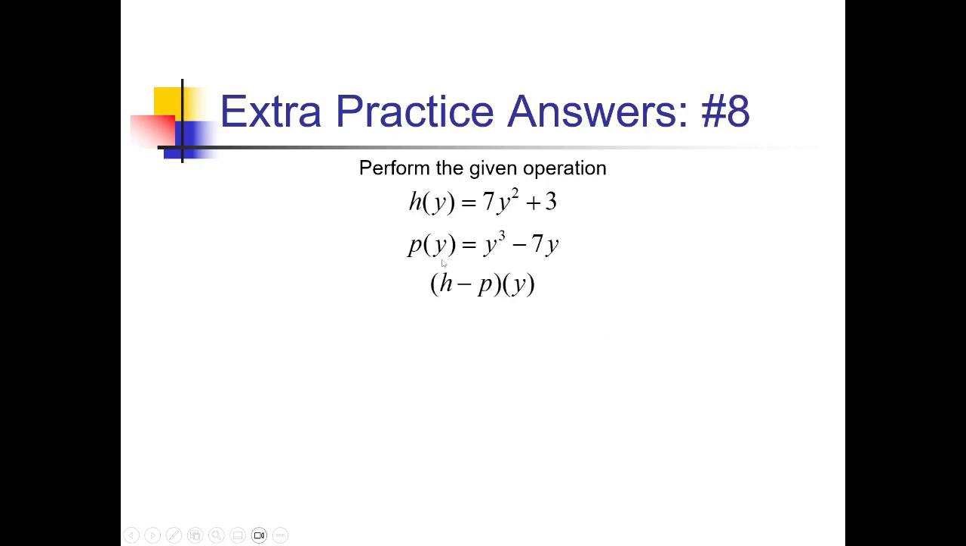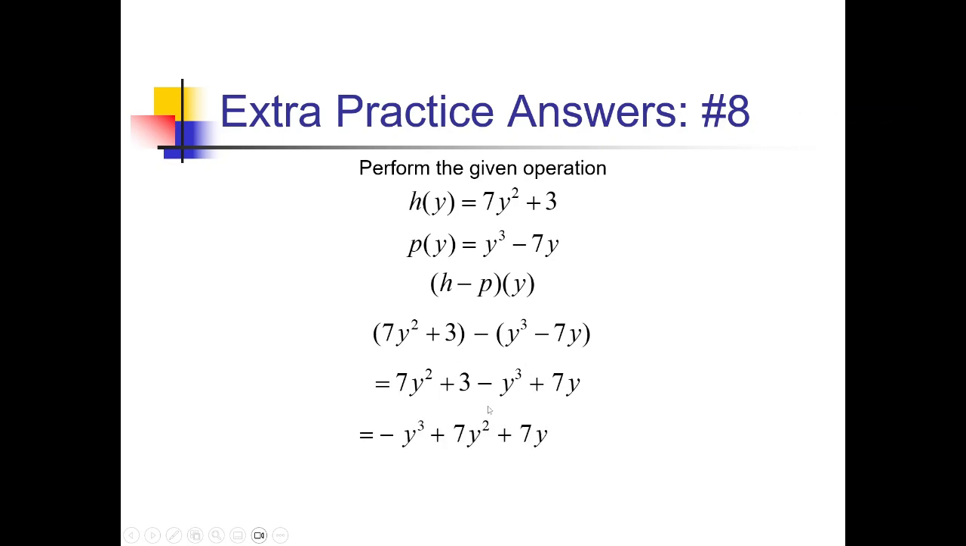For number 8, I'm doing h minus p of y here. So I basically am just doing this h function, 7y squared plus 3, minus the p function, y cubed minus 7y. I'm going to get rid of that first parentheses for free, but I need to distribute negative 1 to get rid of the second parentheses. So negative y cubed plus 7y. And let me just rearrange this in decreasing order of terms. So we have a negative y cubed plus a 7y squared plus this 7y plus 3. Again, not really changing anything other than reordering it.